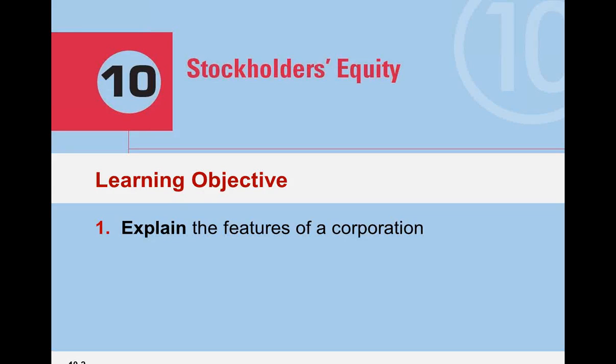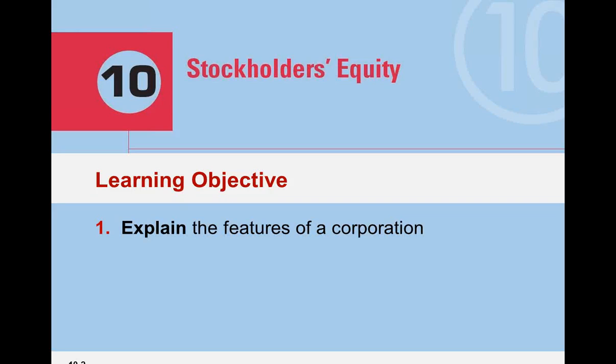Welcome to Accounting 101 Synchronous Seminar for Chapter 10, Stockholders' Equity. This chapter is going to talk about the different learning objectives that relate to stock. The first objective is to explain the features of a corporation. Second objective, account for the issuance of stock.